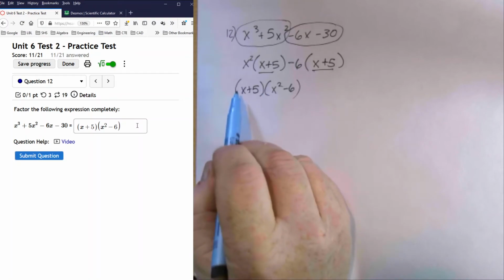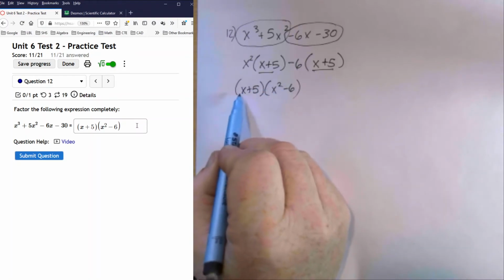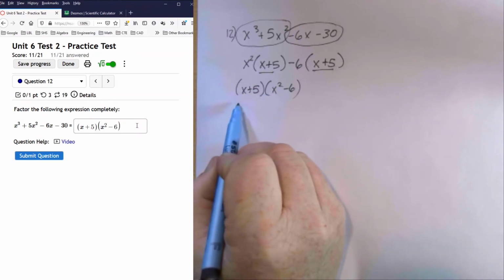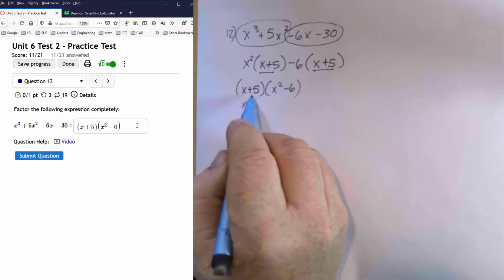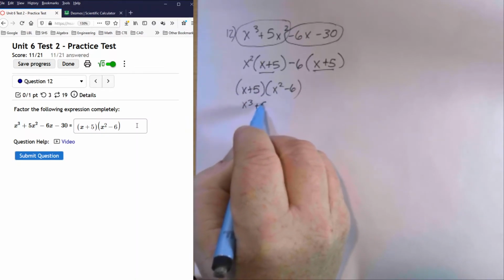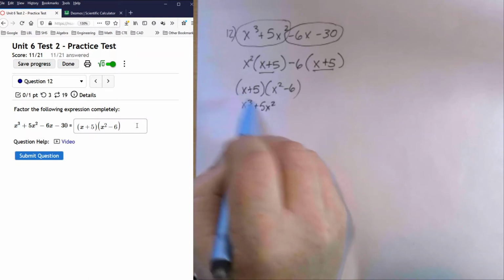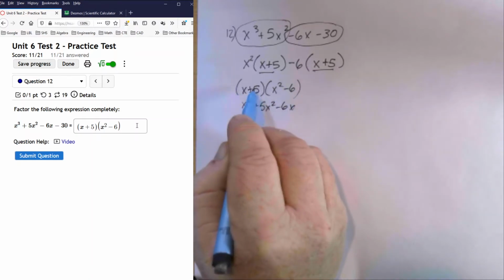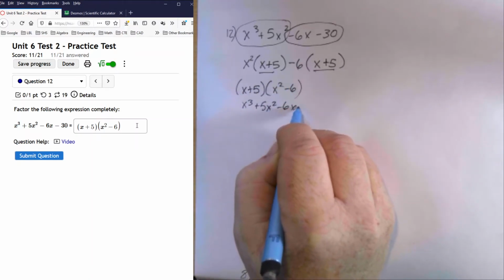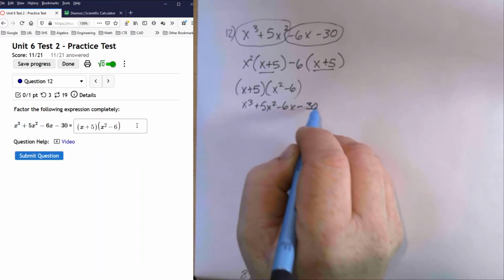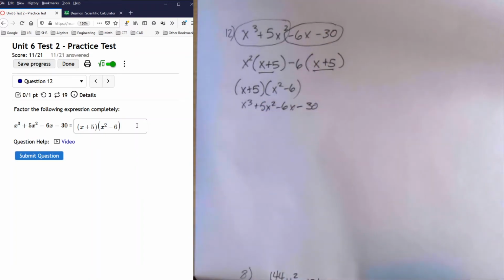Okay, and again, we can go through and multiply this out and just verify. So x times x squared gives me x cubed. 5 times x squared gives me 5x squared. Negative 6 times x gives me negative 6x, and 5 times negative 6 gives me negative 30. So if I multiply that back out, I end up right back where I started, and so I'm pretty sure that that is correct.